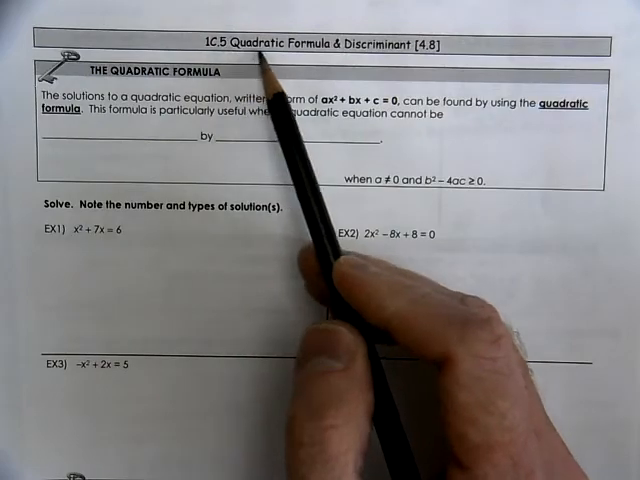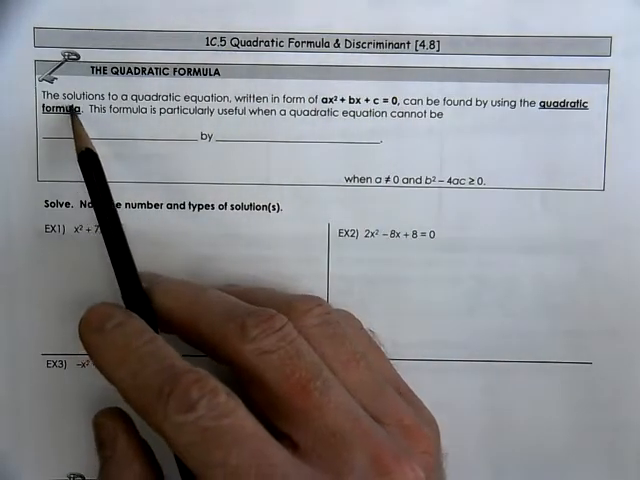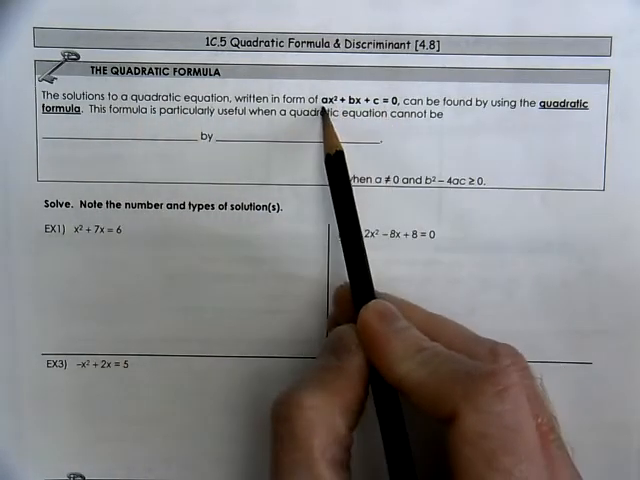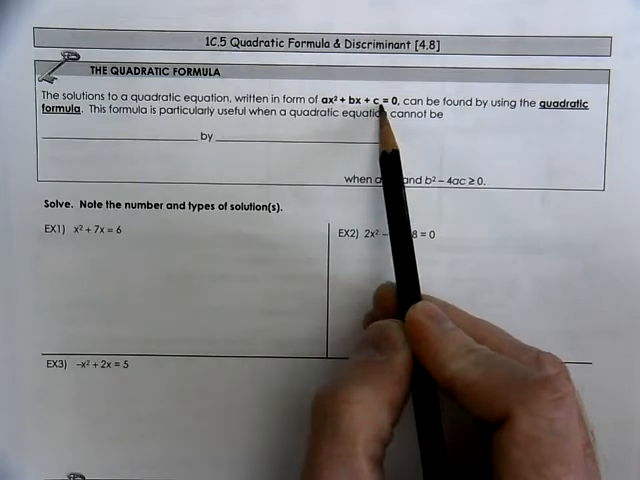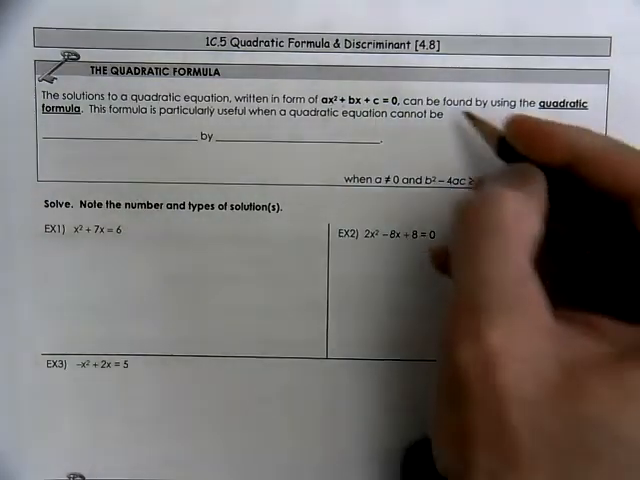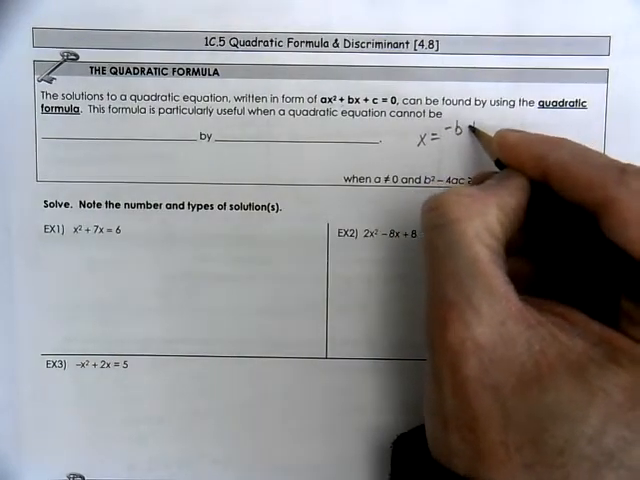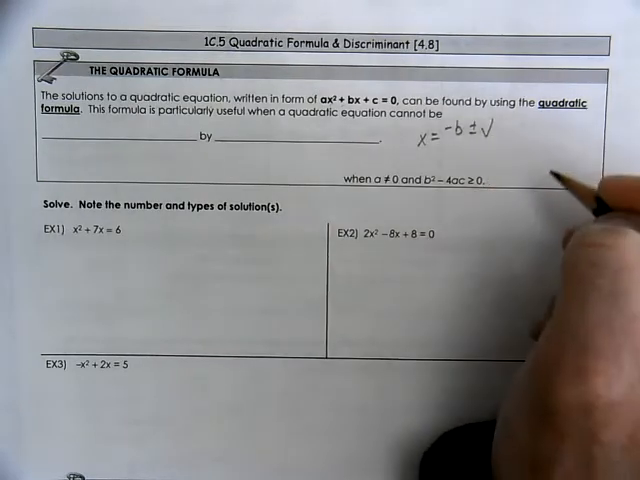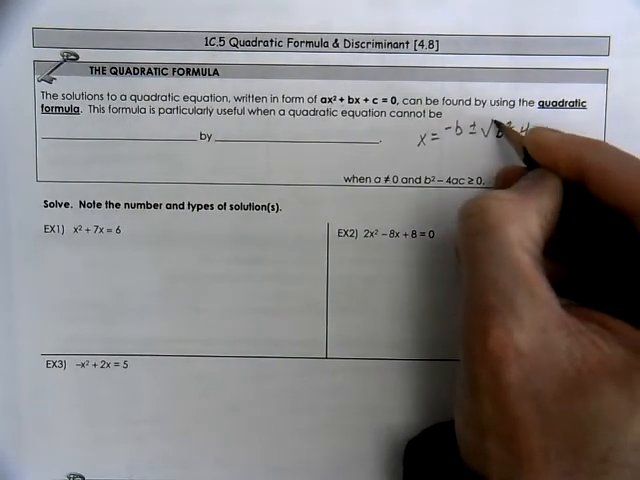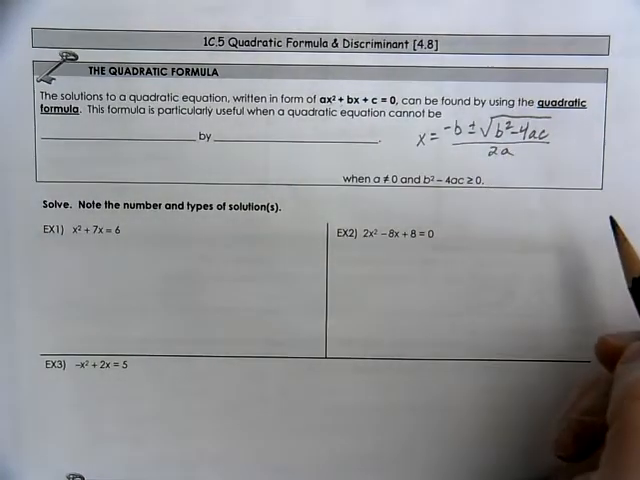This is 1C.5. This is the quadratic formula working with the discriminant. The solutions to a quadratic equation written in standard form, so ax squared plus bx plus c, can be found by using the quadratic formula. The quadratic formula is negative b plus or minus the square root of b squared minus 4ac all over 2a.